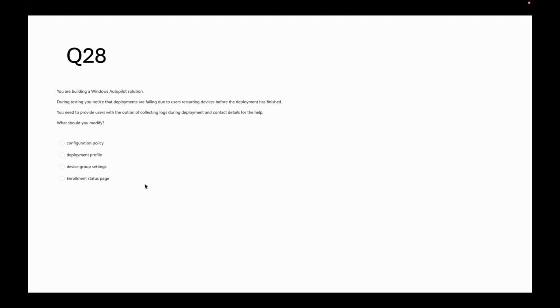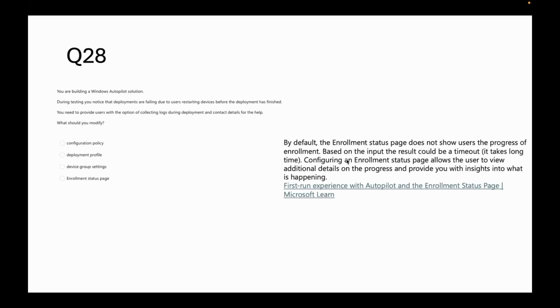So if you have heard about, or if you have configured this Autopilot, you must have heard about this enrollment status page. Let's take the reference from the Microsoft document. It says by default, enrollment status page does not show users the progress of enrollment. Based on the input, the result could be a timeout, and it's taking a long time. So configuring an enrollment status page allows the user to view additional details on the progress and provides you with insight into what is happening. So the right answer would be enrollment status page.